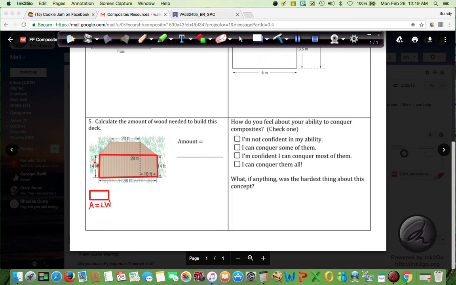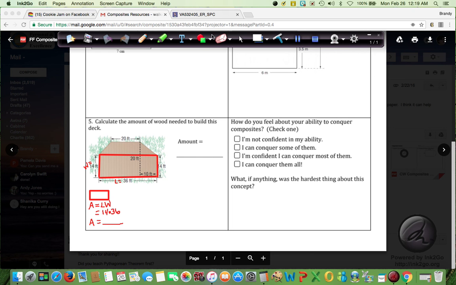So we have 14, we can make that the width. And we have 36, and we can make that the length. So to solve this one, you just say 14 times 36. Pretty simple, yes? And again, I'm going to let you go ahead and do the math on this.